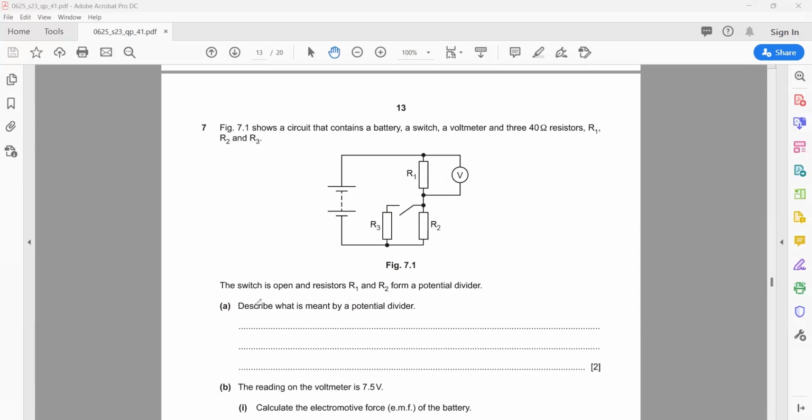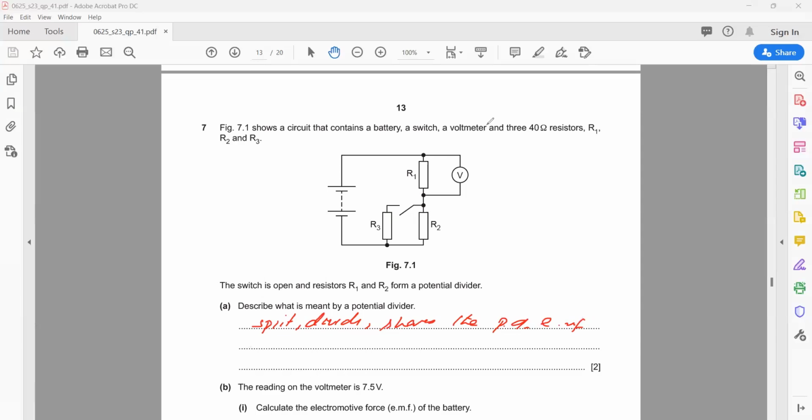So first one, describe what is meant by potential divider. You can say that a setup or apparatus which will divide, split, or share the potential difference, or you can say EMF. Understand? So here you have to write this one.